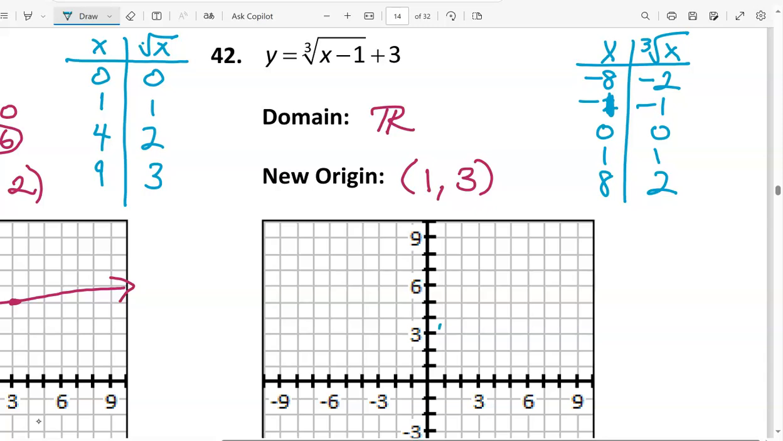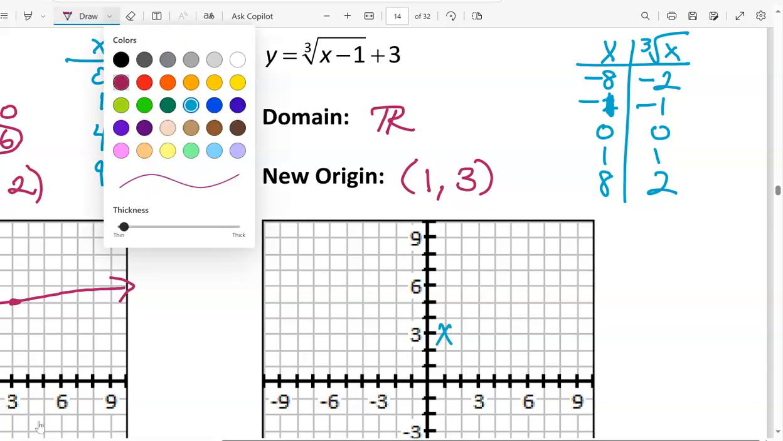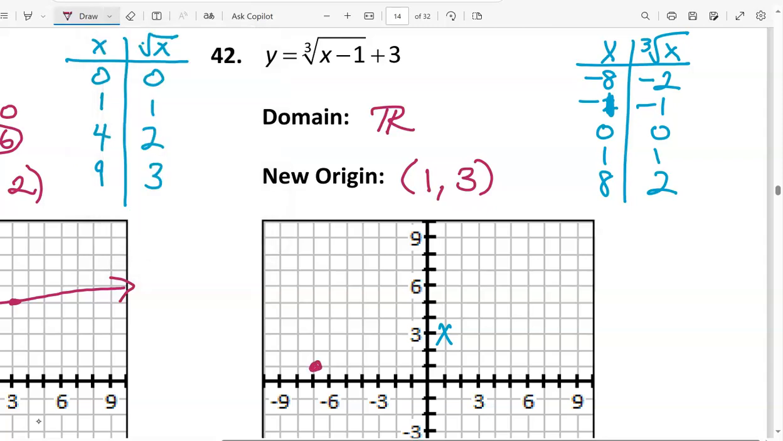So from the new origin, 1, 3, I'm going to graph each of those 5 points. First point, 8 to the left and 2 down from that new origin. So that would be right there. And then 1 to the left and 1 down from that new origin. 0, 0 is on the new origin. And then 1, 1 would indicate 1 to the right and 1 up from the new origin. And then finally, 8 to the right and 2 up from that new origin. Connecting the dots, we have this nice smooth graph that looks a lot like that cubic function from earlier in the year.